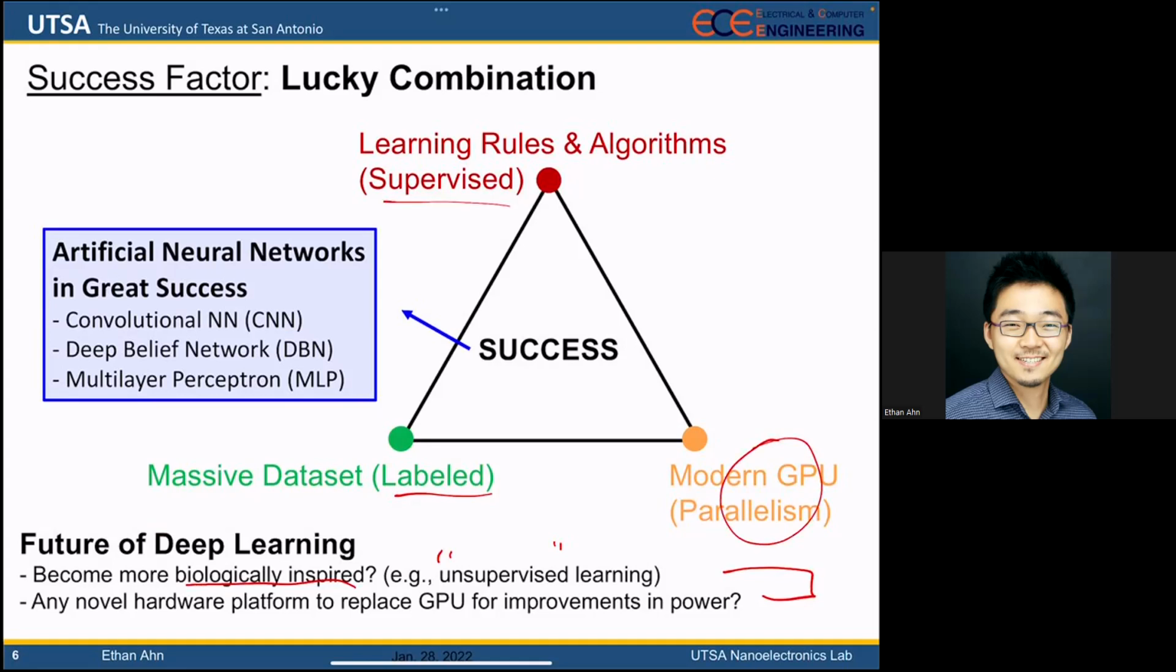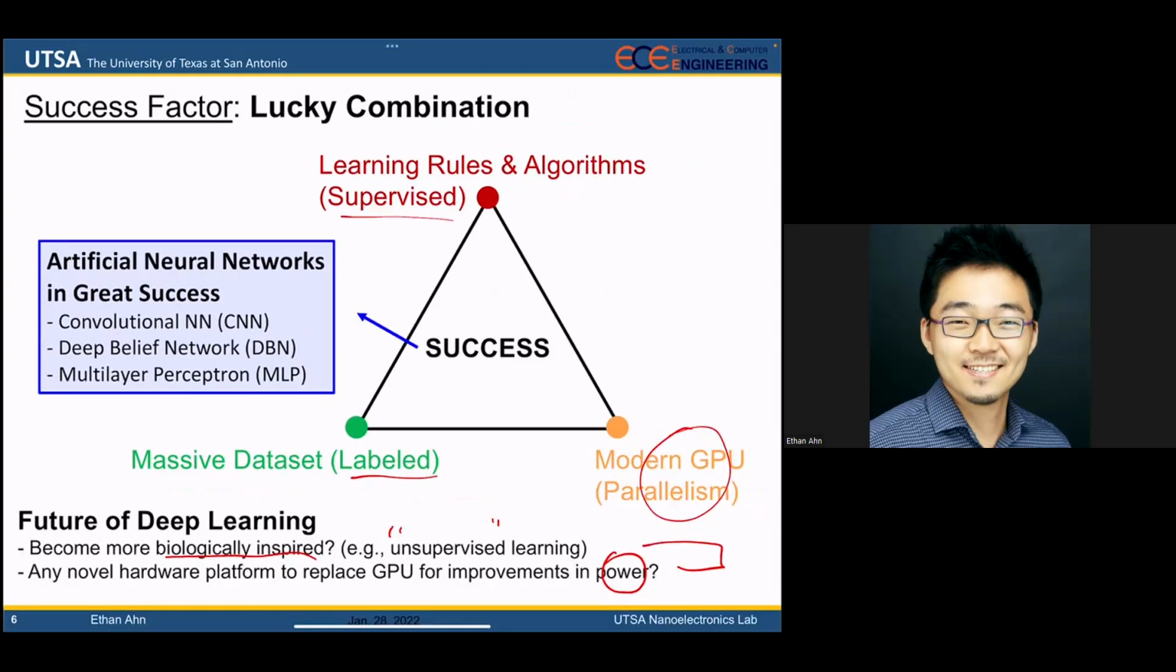The second one is that GPUs are advancing and making a lot of progress in this area. Performance-wise, I think we are all good, but power-wise, GPUs still consume a lot of power. So maybe we need some other hardware platform that can replace GPUs to improve power. Those are, I believe, the two research directions that we have right now for deep learning.